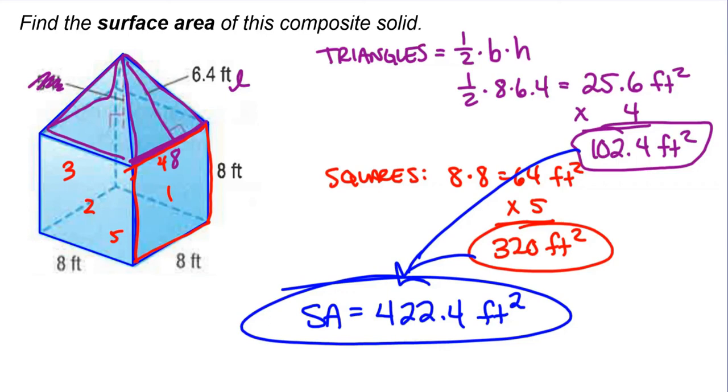So the one we did first, we had to do each face individually. And this one was a little bit shorter because we had identical faces, which we could shorten by multiplying. So finding the surface area of composite solids, you have to list the faces, write them down, find them individually, and then add them up.